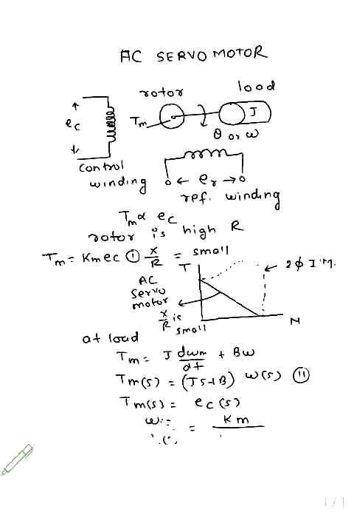So this is the transfer function of the servo motor. Here we have Js plus B, this is EC(s), and this is omega. So the speed and voltage ratio is equal to Km upon Js plus B. This is the transfer function of the servo motor.